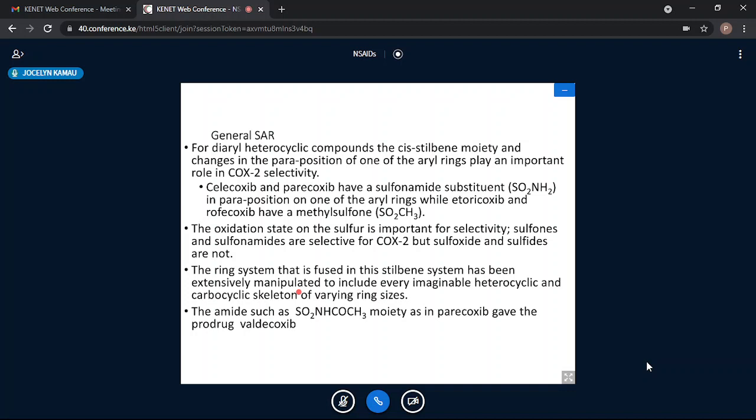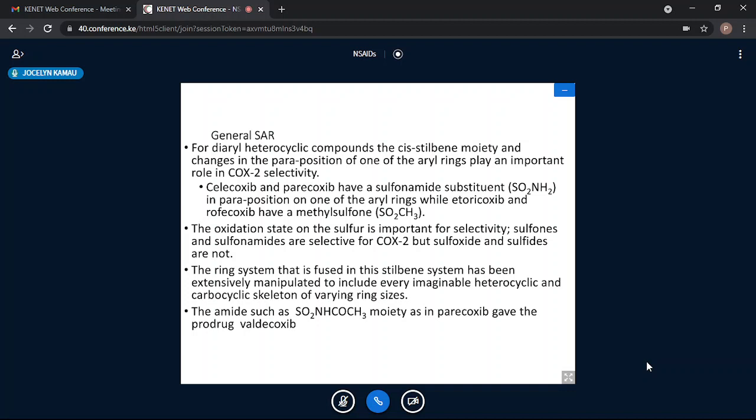And we say that the 5-membered ring can be changed to different rings. It can be a furan, it can be a thiazole ring, and it can also be a 6-membered ring. It can be a pyridine ring with retention of activity. So we did mention that there is flexibility in terms of the ring that you have, with retention of activity.